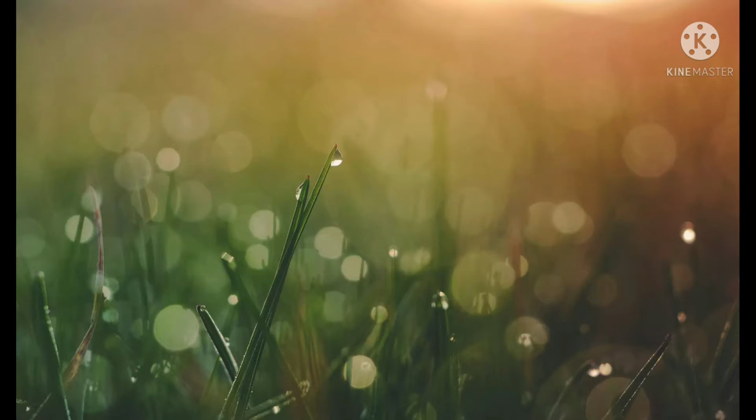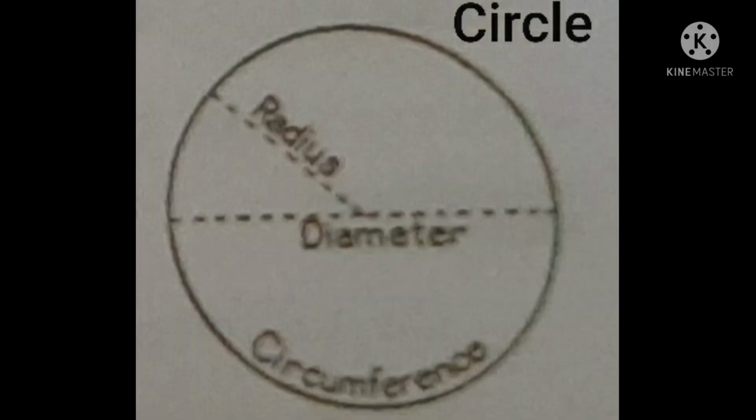In measurements, we are going to see circle. Circle is a round plane figure whose boundary, which is the circumference, consists of points equidistant from the fixed point O. That O is called the center of the circle. Here we have radius and diameter. Now first we will see radius.